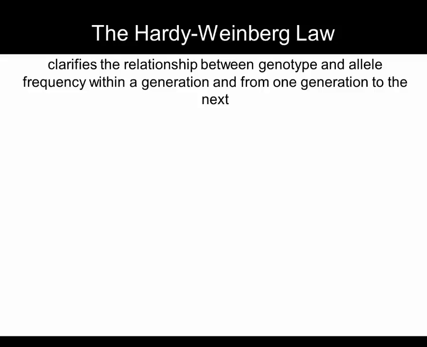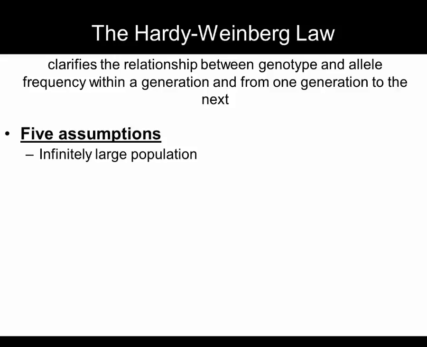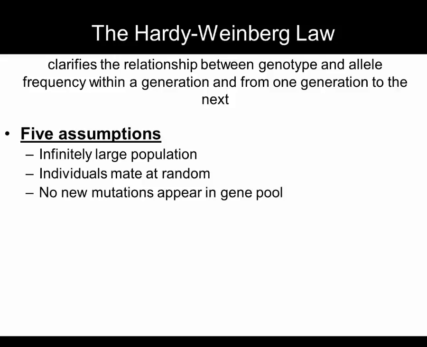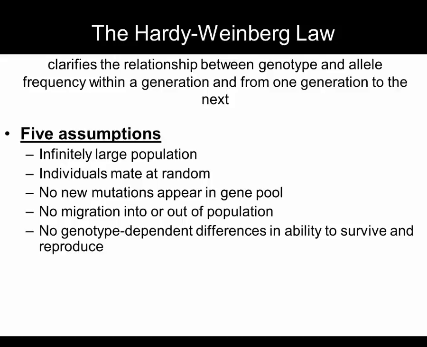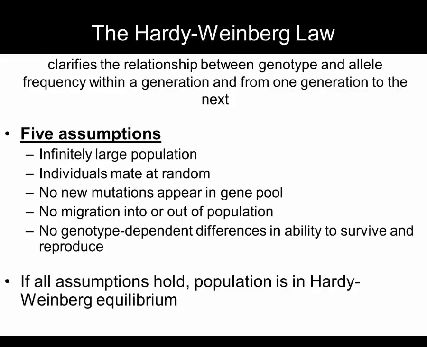The Hardy-Weinberg law helps us determine this relationship as long as a few assumptions hold. These assumptions are that the population is infinitely large, that the individuals within the population mate at random, that there are no mutations and no migration into or out of the population, and that genotypes do not affect an individual's ability to survive and reproduce, so there is no selection. If all of these assumptions are true for a population, we say that population is at Hardy-Weinberg equilibrium.